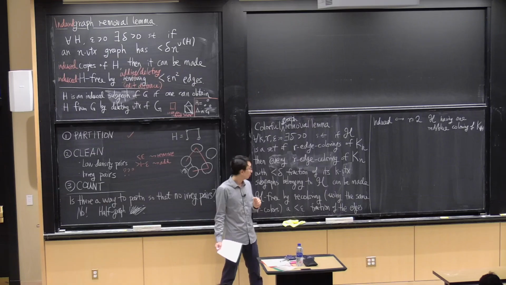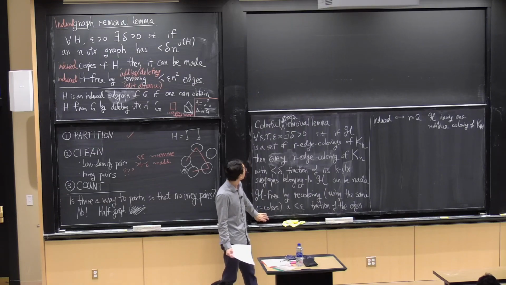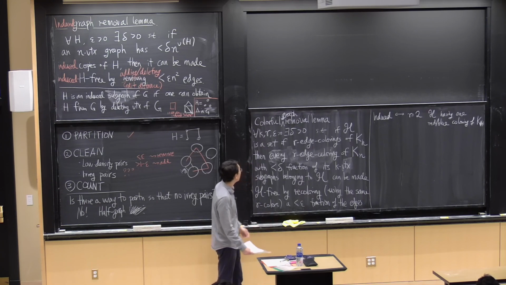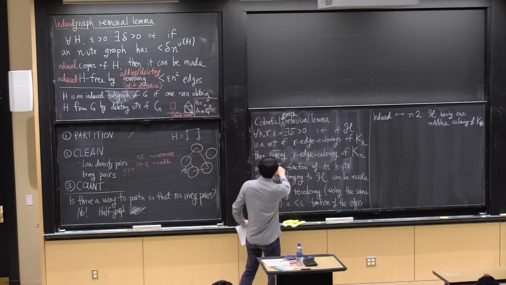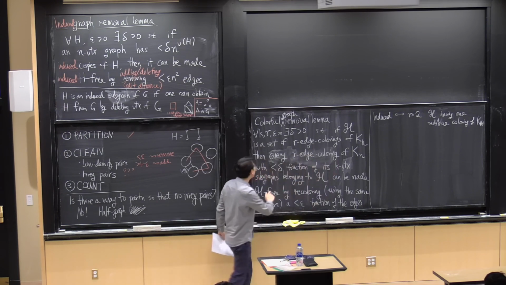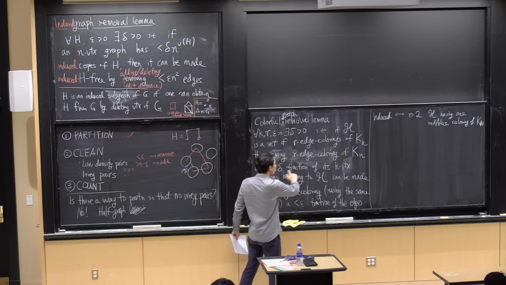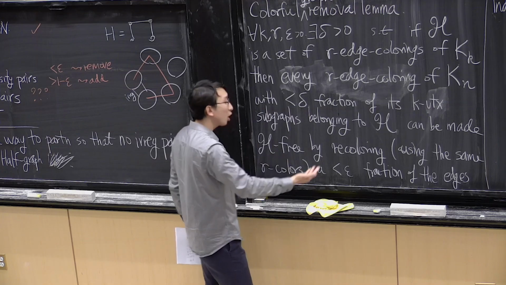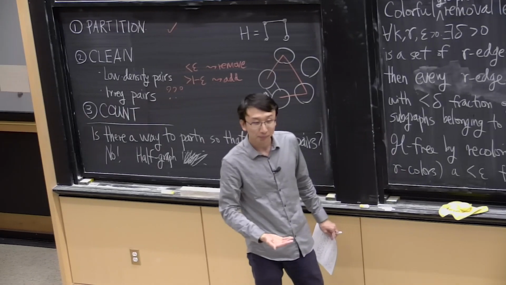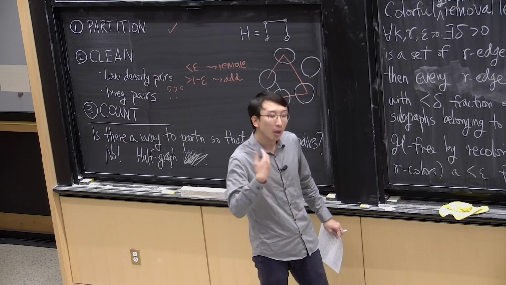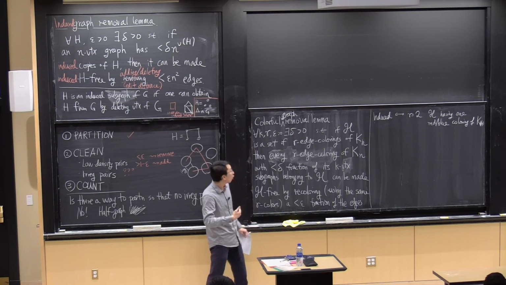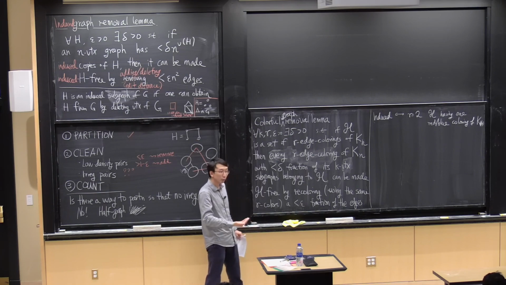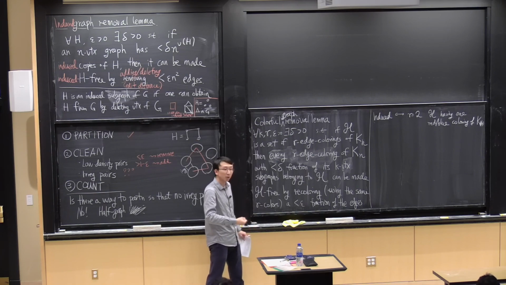Yeah? So after the statement, it's a really long sentence. Yep. Okay. So every R edge coloring of Kn with a small number of patterns can be made H-free by recoloring a small fraction of the edges. So like in the triangle removal lemma, every graph with a small number of triangles can be made triangle-free by removing a small number of edges.